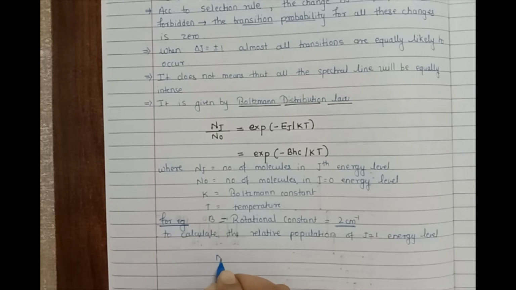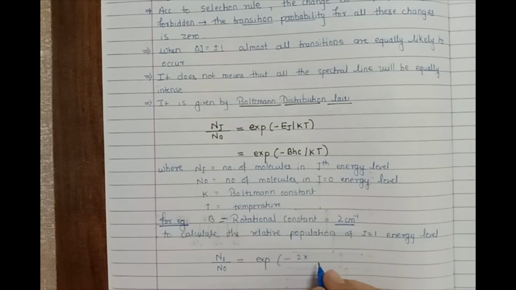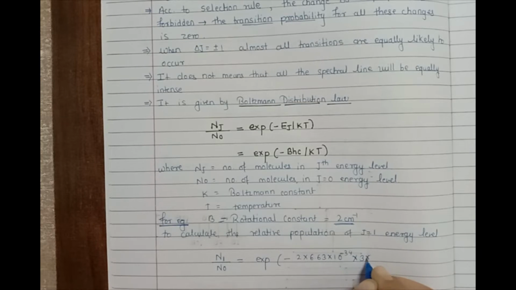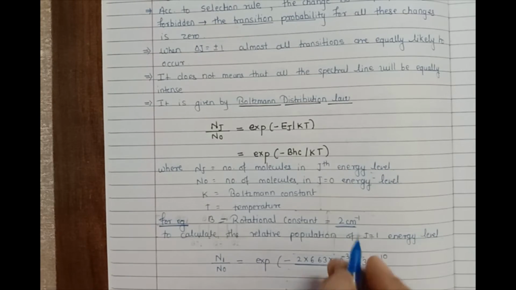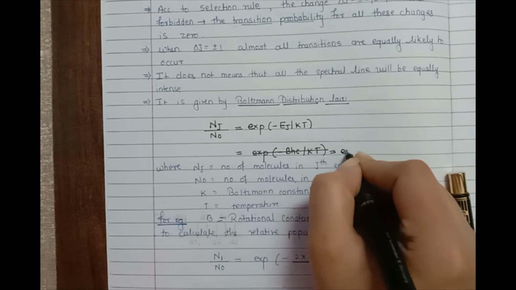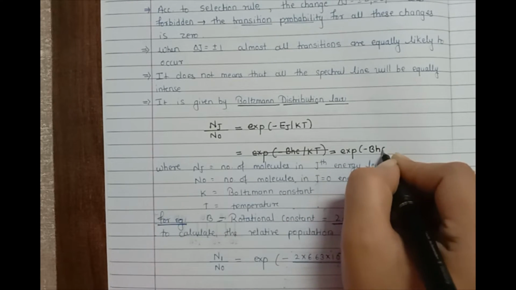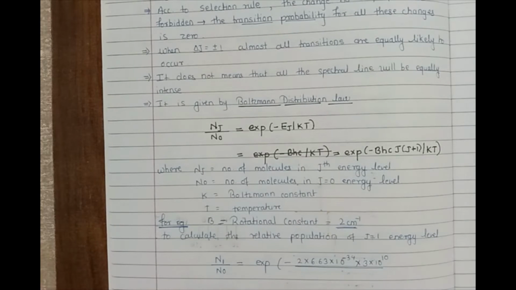Now we know that N1, we are calculating for J equal to 1, upon N0 is equal to exponential of minus 2 into the value of h, which is 6.63 into 10 raised to minus 34, into c, that is 3 into 10 raised to 10, upon. Here we have forgotten one thing. Please note it. Exponential of minus Bhc J into J plus 1 upon kT. We forgot to add J into J plus 1.